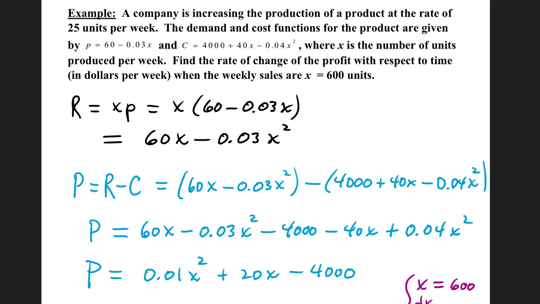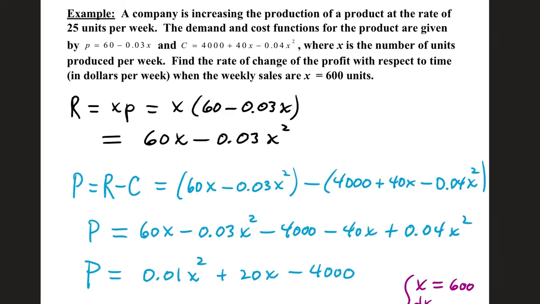Example: a company is increasing the production of a product at the rate of 25 units per week. The demand and cost functions for the product are given by lowercase p equals 60 minus 0.03x, and cost, capital C, equals 4,000 plus 40x minus 0.04x squared, where x is the number of units produced per week. Find the rate of change of the profit with respect to time in dollars per week when the weekly sales are 600 units. So we have to create a revenue function, x times p.